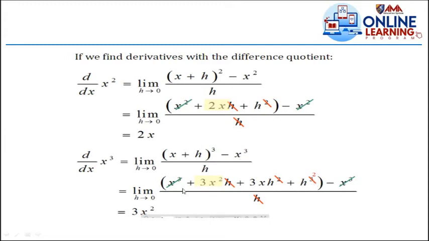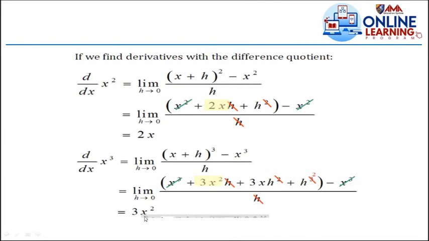So collecting like terms, x cubed we're going to cancel. H cancel. H squared divided by h, there's still an h here. H cubed divided by h, we have h squared. But if h approaches 0, this becomes 0, and this also becomes 0, so the answer will be 3x squared.